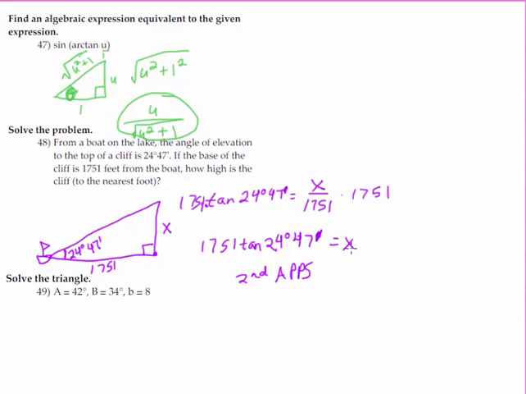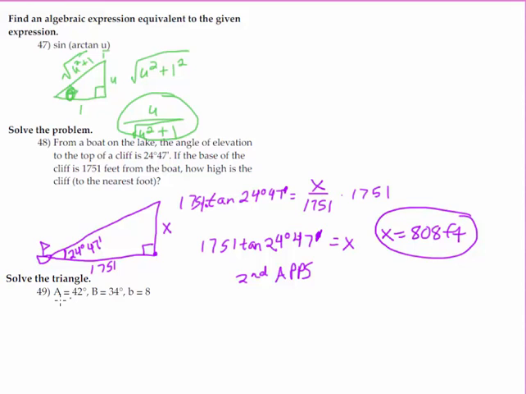Oh, I guess I should probably type this in. 1751 tan 24 degrees 47 minutes. And at this point on the test, you would want to switch to degree mode. This one might do okay, even if it's in radian mode, because we're telling it to use degrees. But I get 808 to the nearest foot, 808 feet. Okay, the whole rest of the test, you should be in degrees.